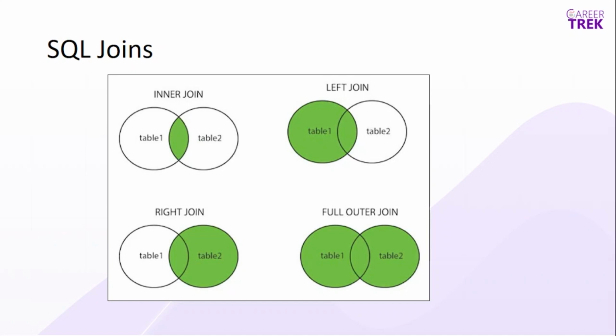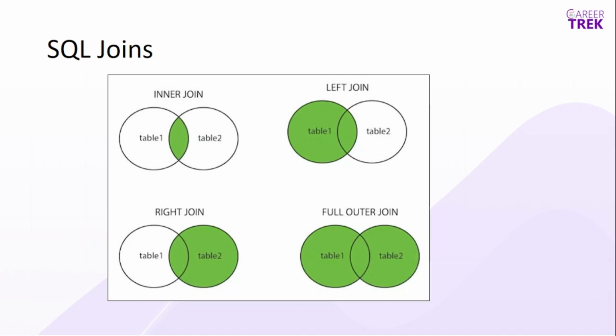The next type of join is left join. The left join will give us all the rows from the left table, that is table 1 in this case, and it will match the rows from the second table, table 2, which is present on the right side. On the other hand, the right join will give us all the data from table 2 and only those rows from table 1 where the join condition is satisfied. Then we have the full outer join, which will give us all the rows from table 1 as well as all the rows from table 2.